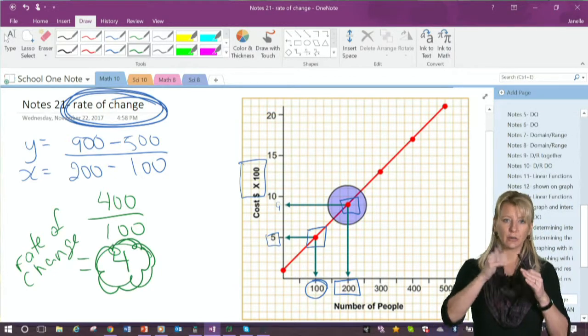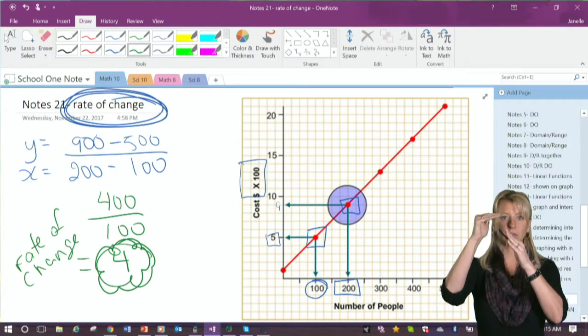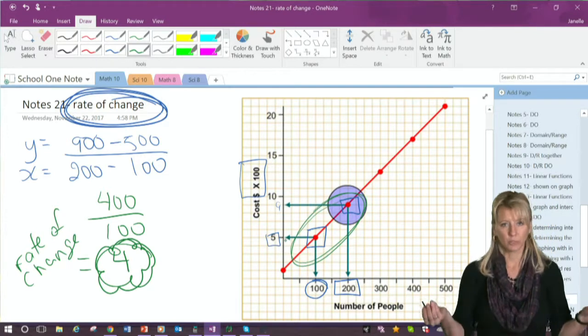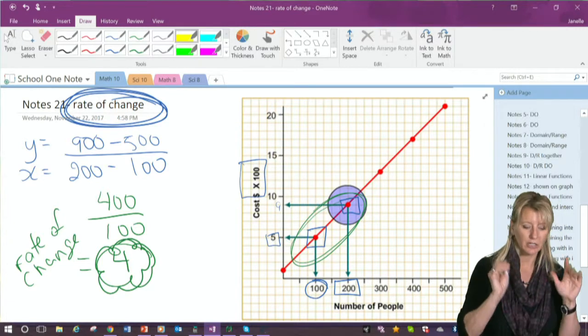The rate of change, how it changes: one person added, $4. One person added, $4. One person added, $4. That is showing how this was created. So you are going to be asked about rate of change. That's why I want to make sure you guys understand it.